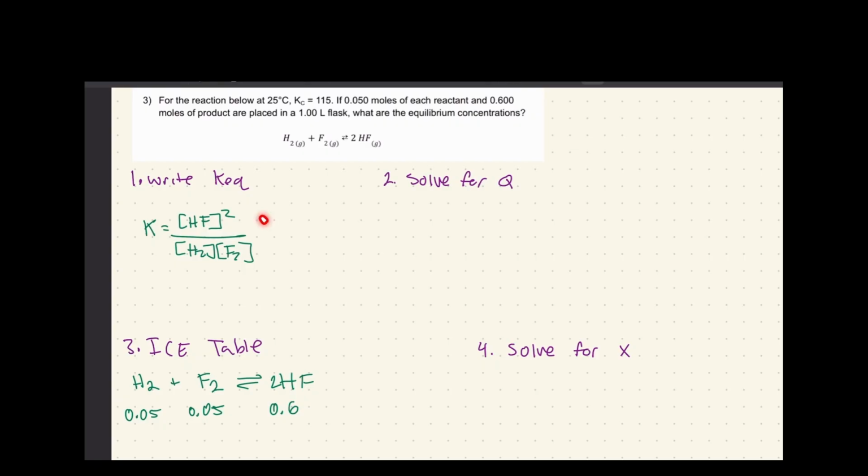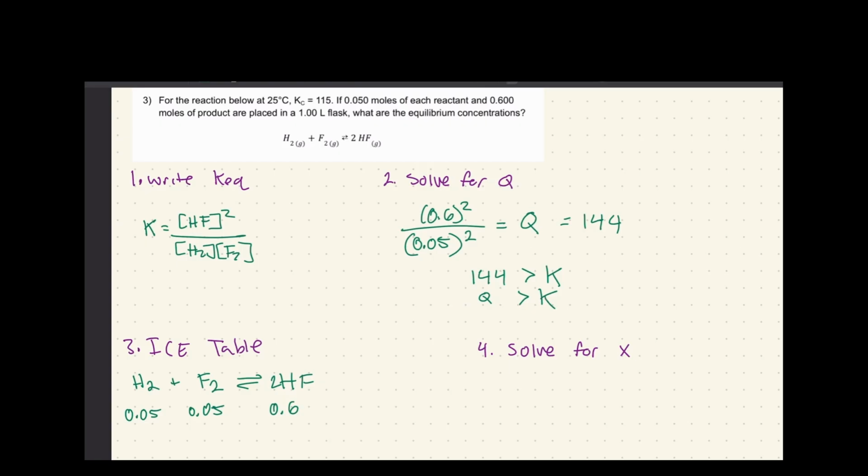Q is set up the same exact way as K. So I'm going to say the concentration of HF, which is 0.6, squared, divided by the concentration of H2, which is 0.05, times the concentration of F2, which is the same, so I'm going to say squared. This is going to be equal to Q. If I solve this, I get 144.